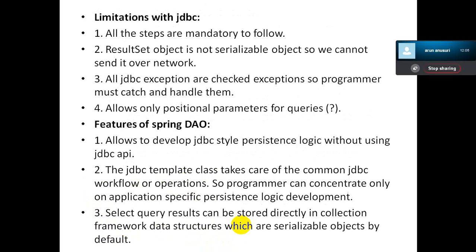So what are the limitations of JDBC? Why should I even go for Spring JDBC? All the steps are mandatory if you are working with JDBC, like opening the connection, closing the connection, and registering the class. If you don't do them, the JDBC application wouldn't work at all. The ResultSet object is not a serializable object, so we cannot send it over the network. JDBC exceptions are checked exceptions, so the programmer needs to do try-catch or some exception handling mechanism. It allows only positional parameters. There is no concept of named parameters in JDBC.